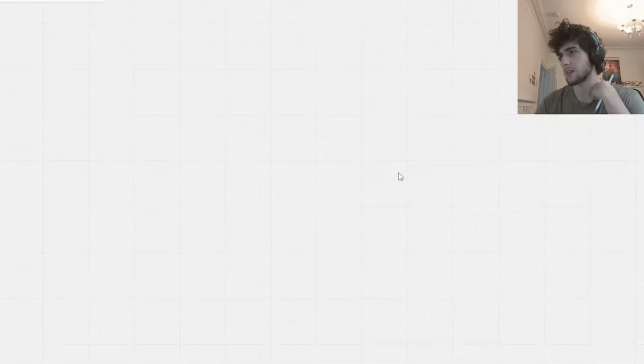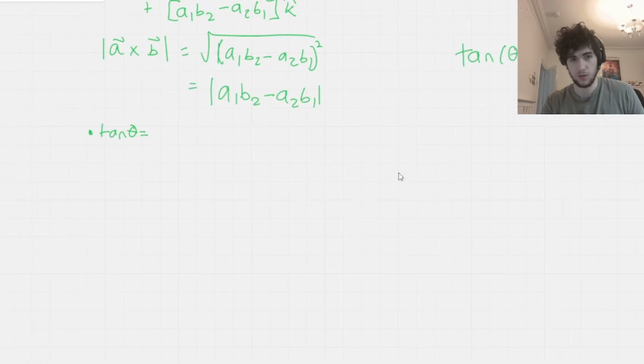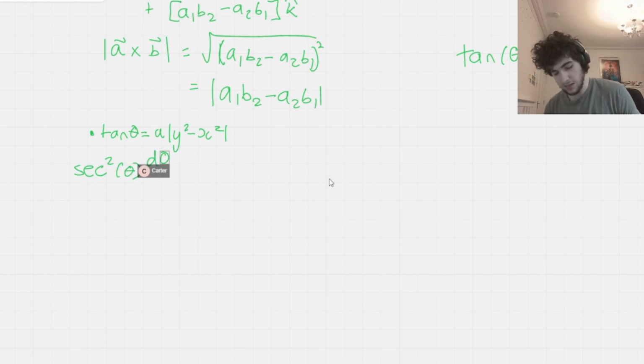Let's go ahead down here. I'll just move the page down. So obviously we have that tan of theta is equal to a mod y squared minus x squared, right? If we differentiate both sides with respect to x, then we get sec squared theta, that's the derivative of tan theta, times d theta dx, is going to be equal to, now let me do the derivative of the right hand side, which is a bit annoying because of the mod.